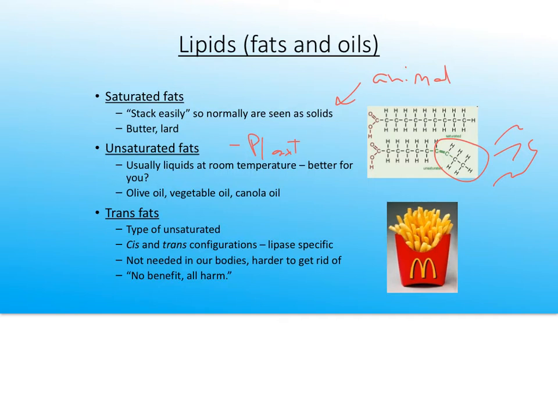Your body is more likely to digest fully and excrete unsaturated fats, whereas it will tend to store saturated fats more. So if you have a diet where most of your fats are unsaturated, you're less likely to gain weight, and that's probably better as well for your cardiovascular system, your heart and blood vessels and things.